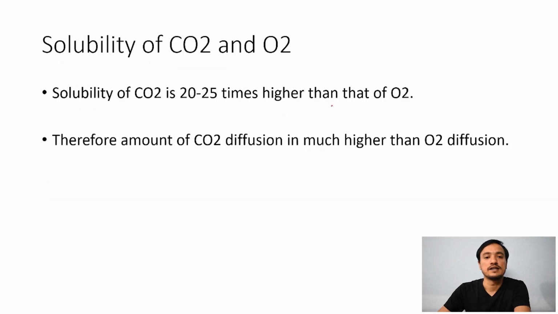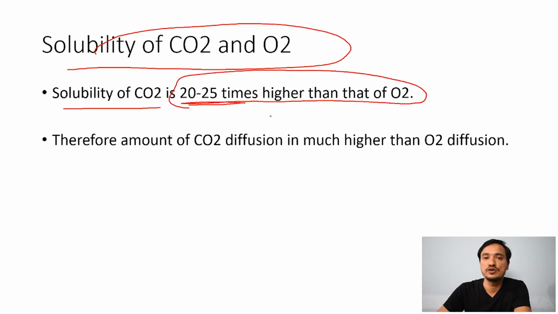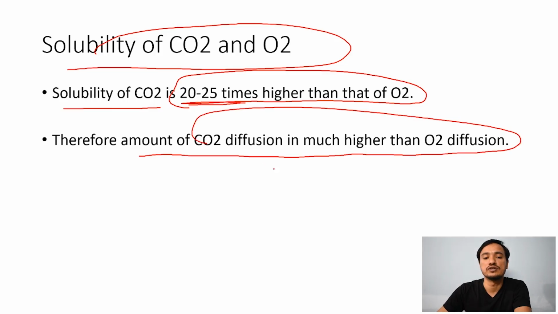Then we are going to see solubility of CO2 and O2. I have just included this as a separate topic. Solubility of CO2 is 20 to 25 times higher than O2. Just remember, CO2 is more soluble than oxygen. Therefore, the amount of CO2 diffusion is much higher than the O2 diffusion. Always remember, CO2 is more soluble than O2 and the amount of diffusion is higher for CO2.